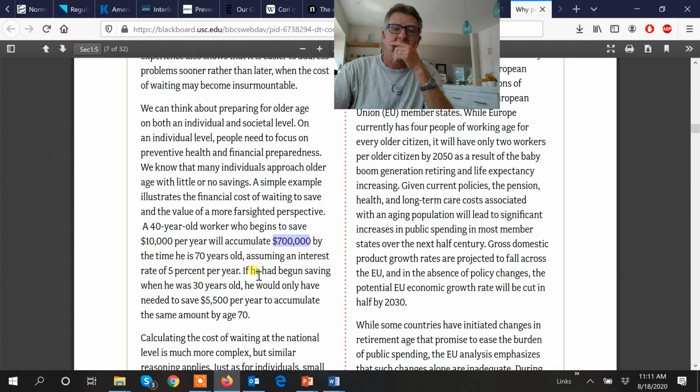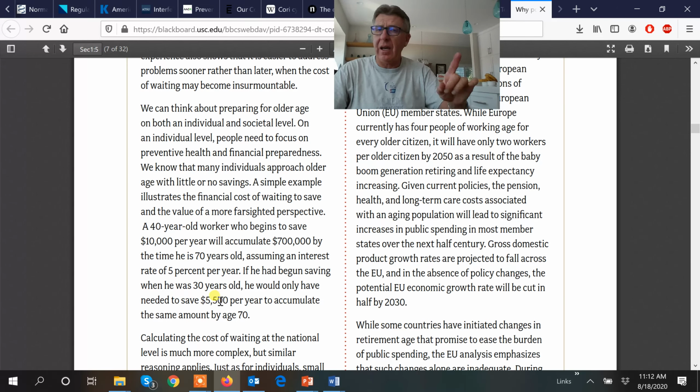You look down here. This is another example. If he began saving when he was 30 years old, all he would need to save to get that 700 grand is a little over $5,000 a year instead of the $10,000 a year. Not only because you're adding to the principal with the amount you're putting in every year, it's money you don't need. Just put it away. It's tax free, to a point.